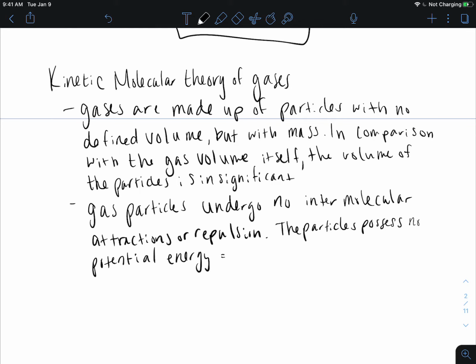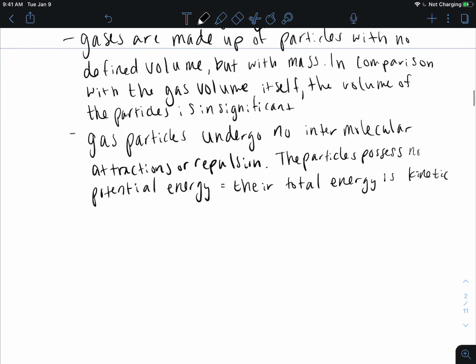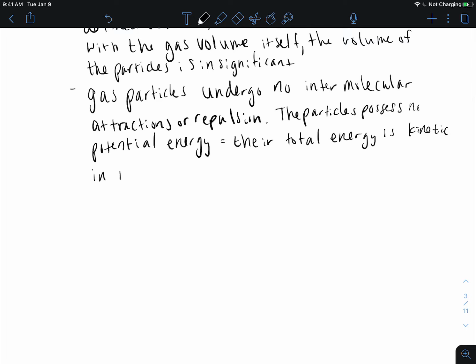So their total energy is kinetic in nature. Which is why temperature has such a great effect, or was such an important variable with gases, because that determines what the kinetic energy is, and they are all kinetic energy.